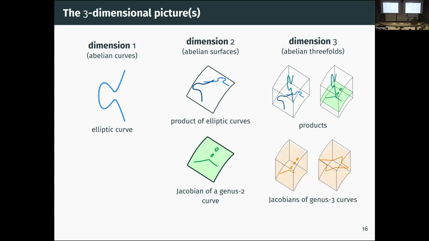And for the generic ones, what we do is we look at Jacobians of genus 3 curves. And now, depending on how you view this, there are also 2 different types of such Jacobians. The generic ones are the ones that you see on the right. So this is the Jacobian of a plane quartic. A plane quartic is just a curve defined by an equation of degree 4 in the plane. And the case that appears less often is the Jacobian of a hyperelliptic curve.